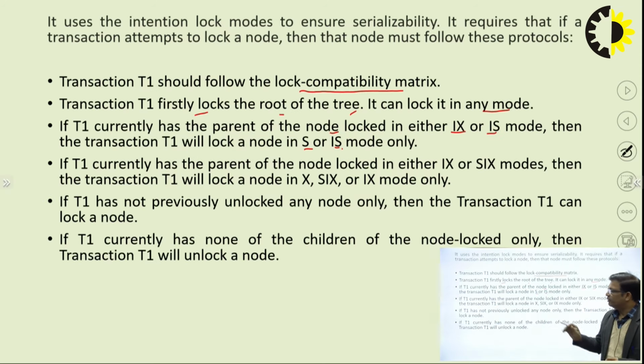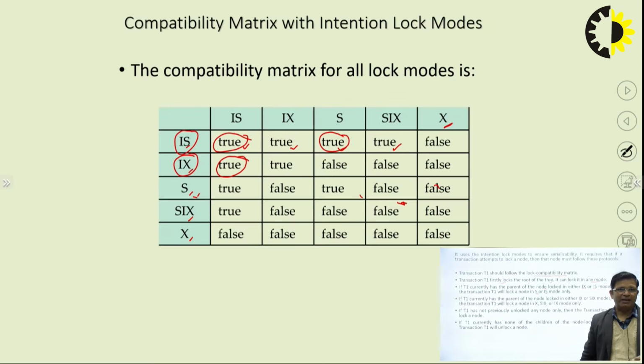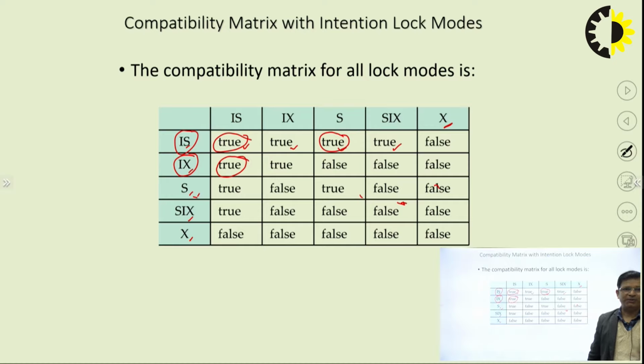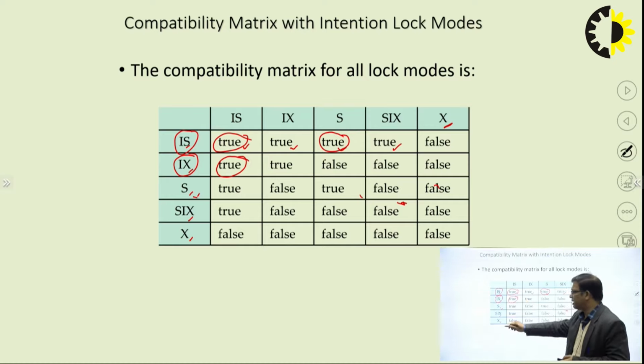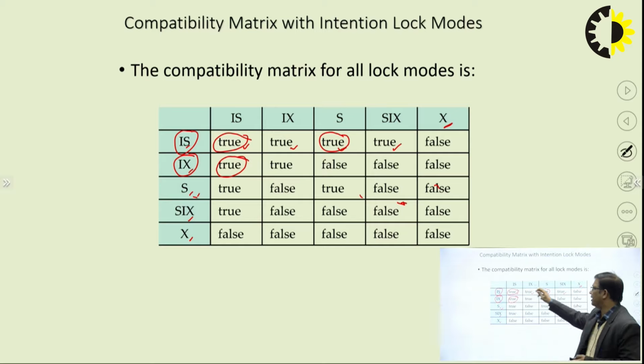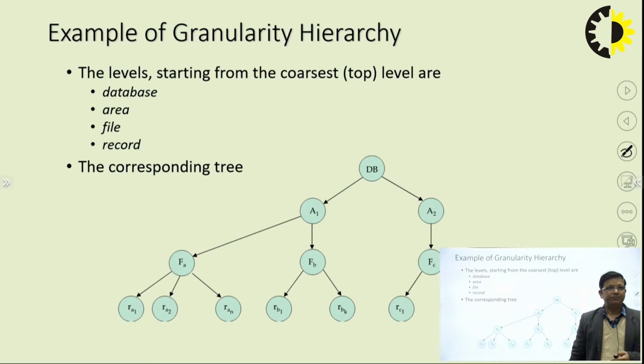Okay. So this description basically describes this particular table. It shows what types of locks can be granted to a particular variable if we have applied a given type of lock. Okay.